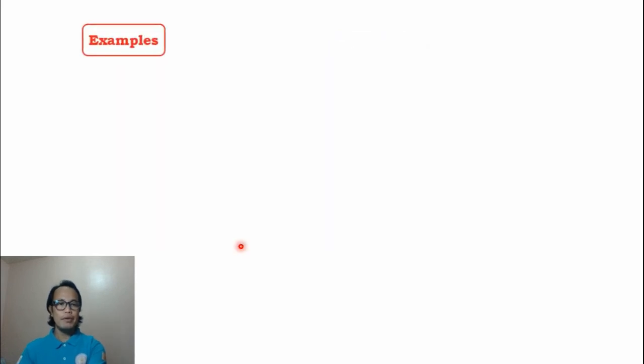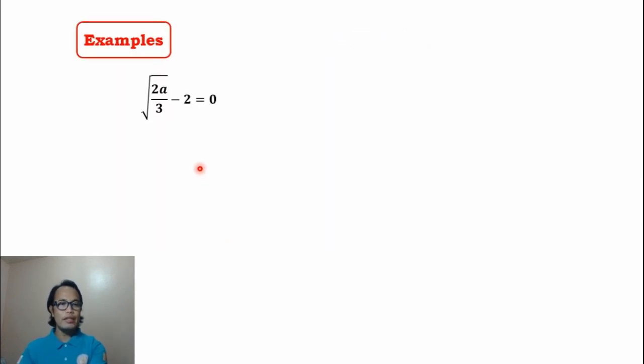Now another example. For example, we are given this equation: the square root of 2a over 3 minus 2 is equal to 0. This time, we have a fraction, and of course, we have minus 2. Our constant is negative 2. Since this is negative 2, we will use the addition property of equality, so we will add 2 at the right side of the equation, and this will be eliminated. So the equation becomes the square root of 2a over 3 is equal to 2. That is 0 plus 2, which is 2. And we have already cancelled out minus 2 because we added plus 2.